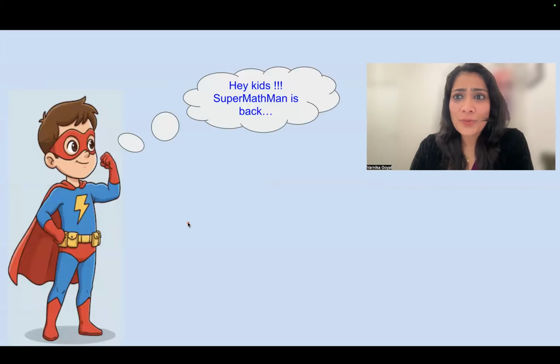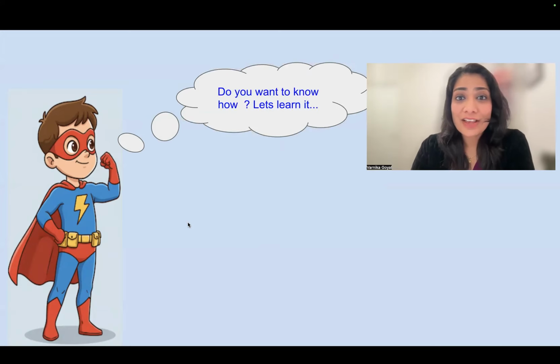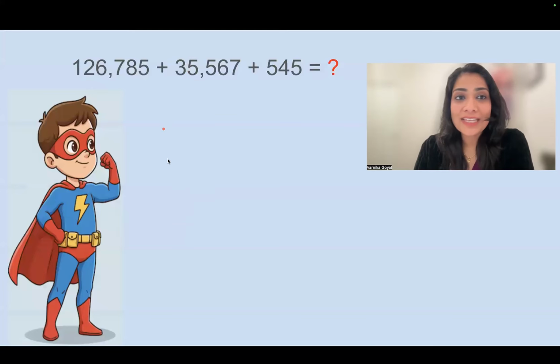Hey kids, Super Math Man is back. And here's another superpower. I can add very large digit numbers. What is that power? Do you want to know? Let's learn it. Wow, he has numbers, but now the numbers have too many digits in it. So he is going to add all of them. What trick is he going to do?